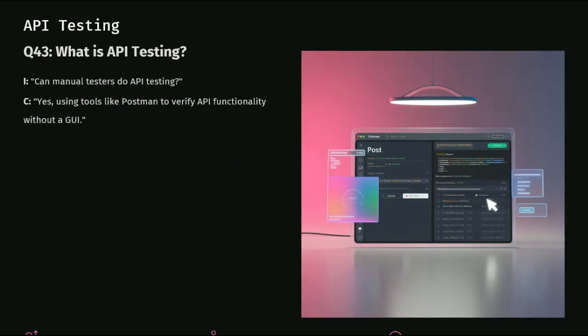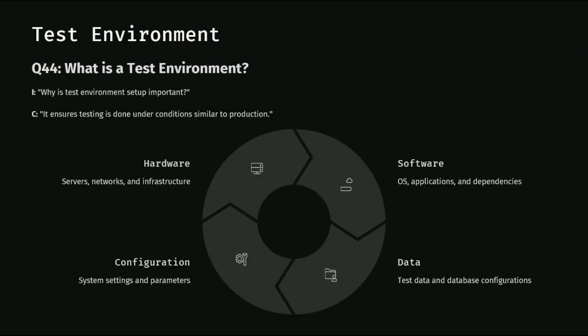Next is, what is API testing? Can manual testers do API testing? Yes, using tools like Postman to verify API functionality without a GUI. Next is, what is a test environment? Why is test environment setup important? Because it ensures testing is done under conditions similar to production. It will be hardware, software, configuration, and data.